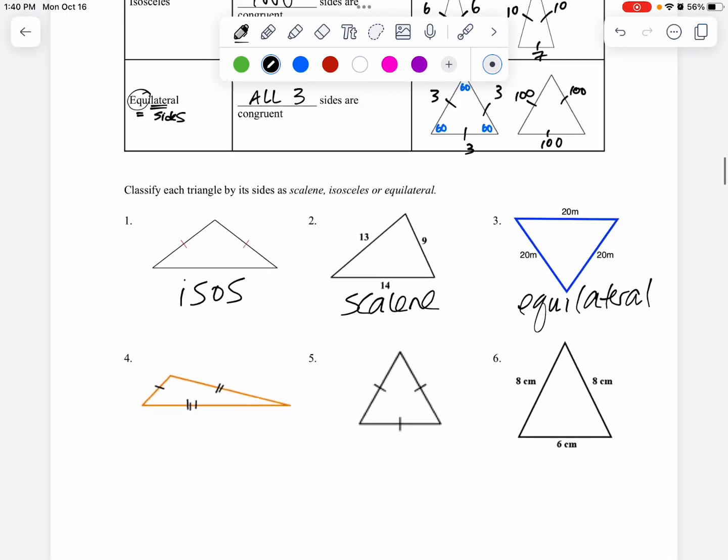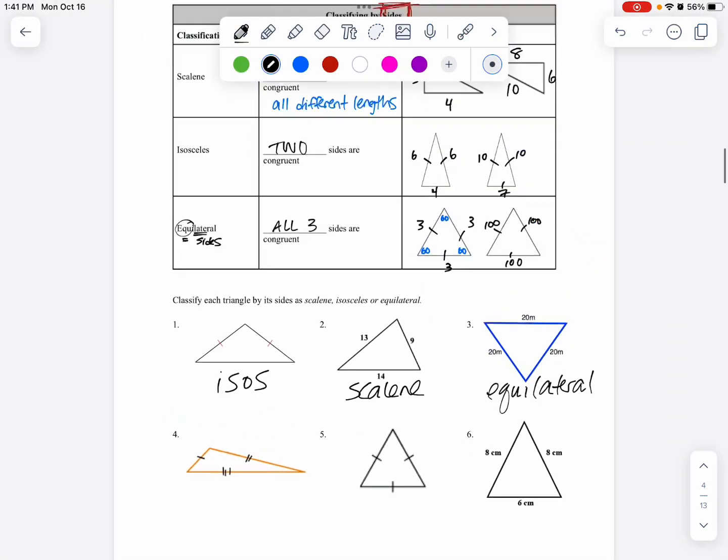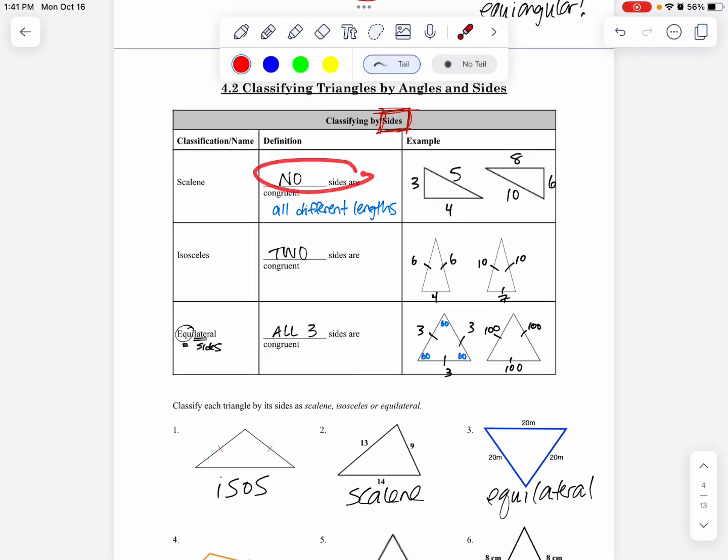Let's do these more. Okay, I've got a tick mark, a double tick mark, and a triple tick mark. That means that this one is 1 unit long, for example. This one is 2 units long. This one is 3 units long. That means that they're all different. Okay, what's the word for when they're all different again? None of them are the same. All of them are different. Oh yeah, that word is scalene.